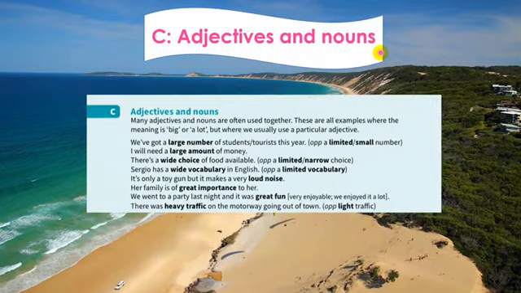Adjectives and nouns. Many adjectives and nouns are often used together. These are all examples where the meaning is big or a lot. But where we usually use a particular adjective.